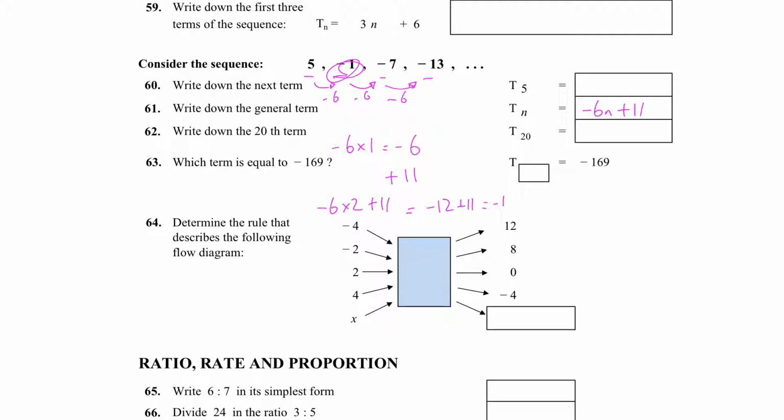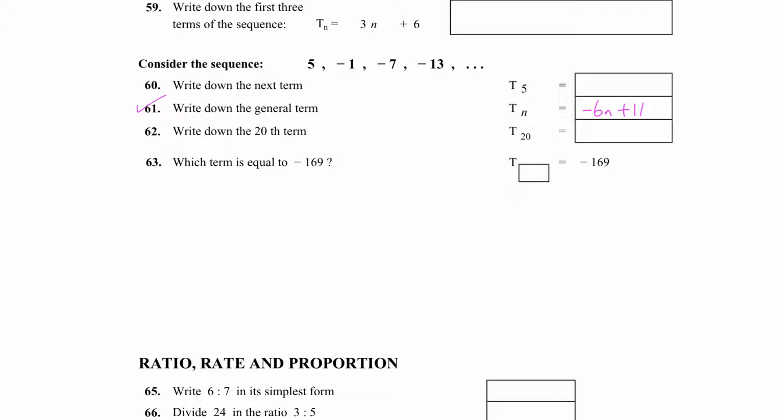The minus 6 coming from the constant difference, and then the plus 11 to get us where we need to be. Okay, that was question 61. On question 62 now, write down the 20th term, t20. So we've got tn equals minus 6n plus 11.